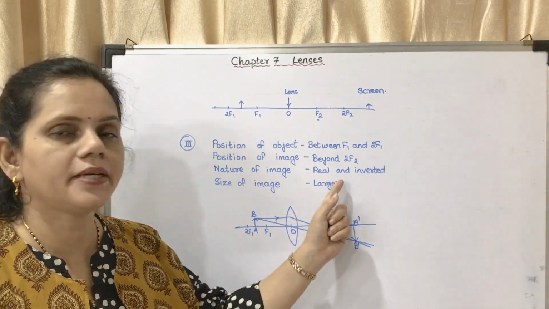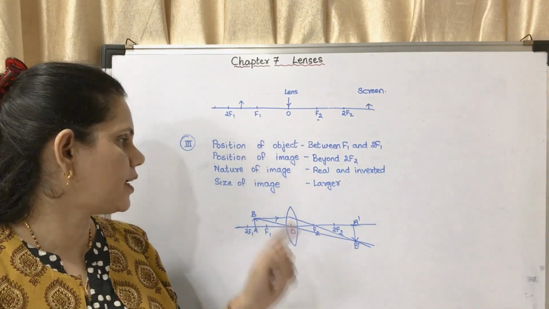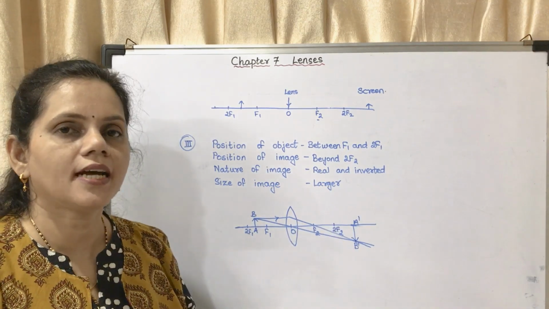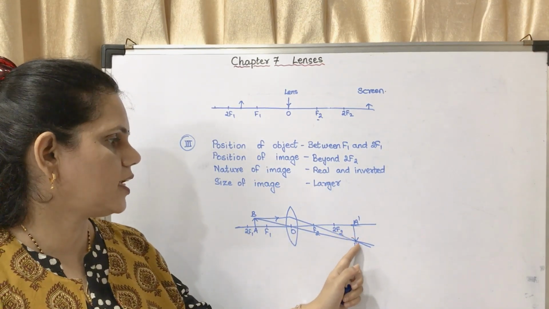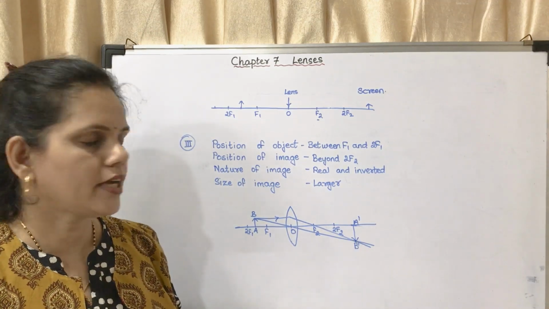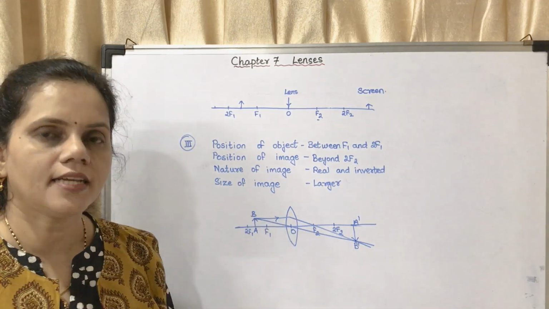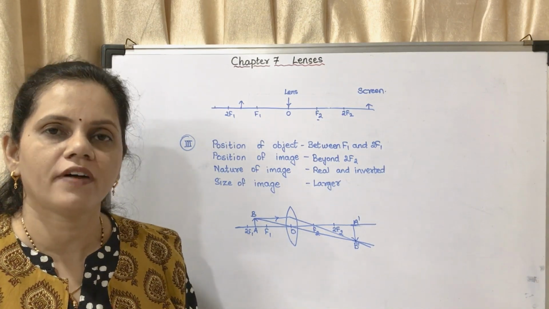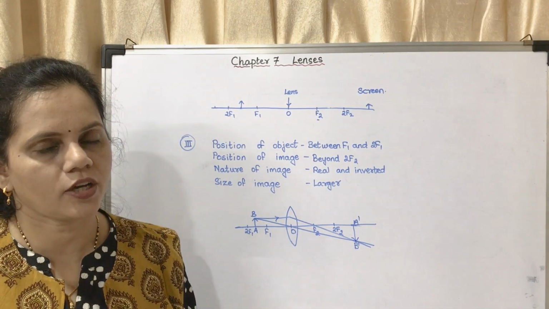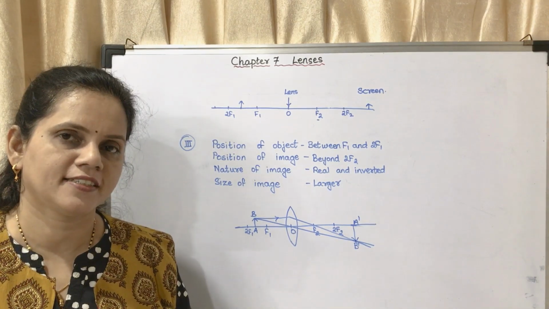You will get a real and inverted image. The nature of the image is real and inverted. The size of the image is larger. You may see this size is smaller than this. This is bigger. Okay, so you will get a larger image when the object is kept between F1 and 2F1. Okay, now we will see the next.